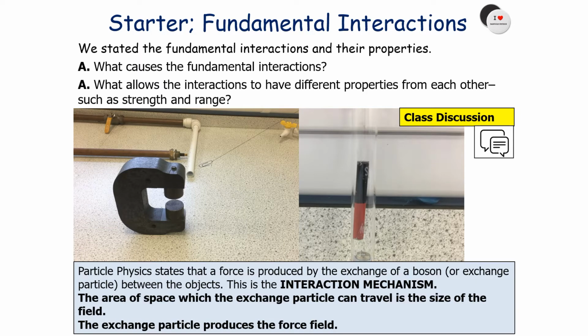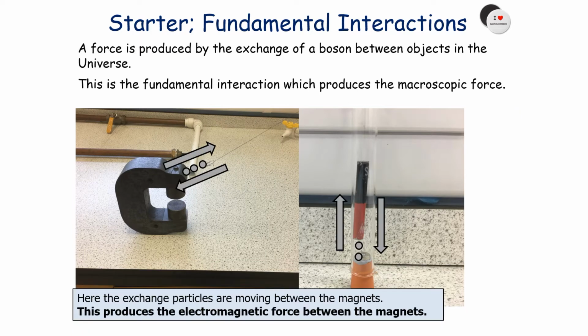Now particle physics states that a force is produced by the exchange of something called a boson, or exchange particle, between the objects. This is what we call the interaction mechanism. Now the area of space which the exchange particle can travel is the size of the field. So the exchange particle produces this force field. So in this particular example, exchange particles are moving between the magnets, which produces the electromagnetic force between the magnets.